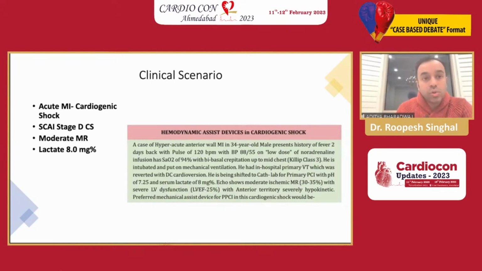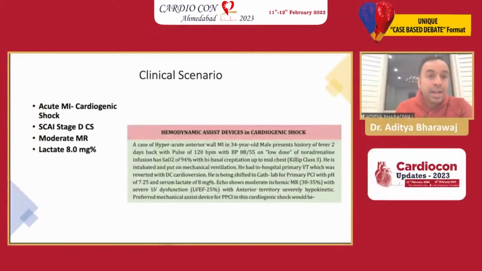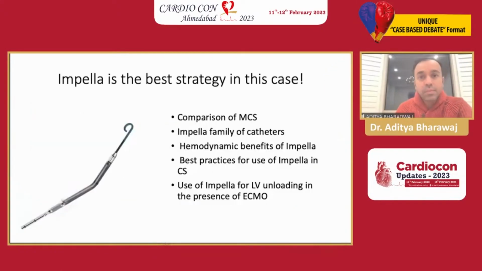There's a lot of data to show that lactate is an important predictor of mortality in these patients with cardiogenic shock. And anytime the lactate is more than 4, that actually means that the survival is under 50%. So a lactate of 8, I would say this patient's mortality is very high unless you pull out all the big guns and treat him very aggressively.